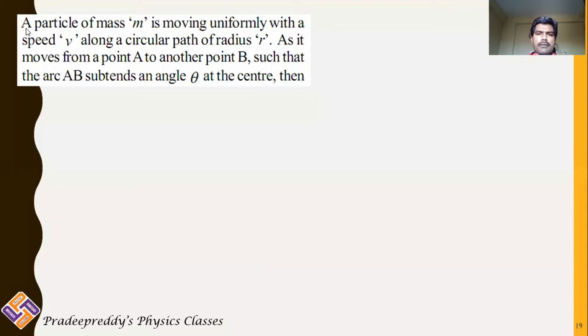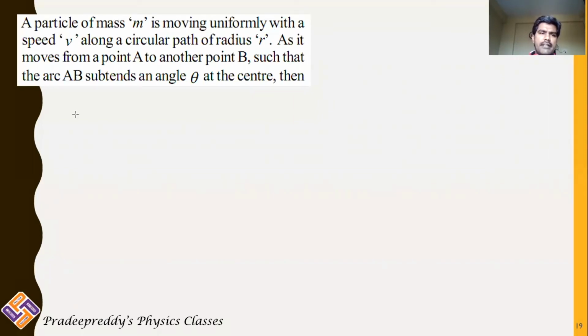Students, we have one question displayed on the screen. In the previous video lecture, we have already discussed how to find the change in momentum, so we will continue to find change in momentum in this problem also. It is mentioned here: a particle of mass m is moving uniformly with a speed v along a circular path of radius r.